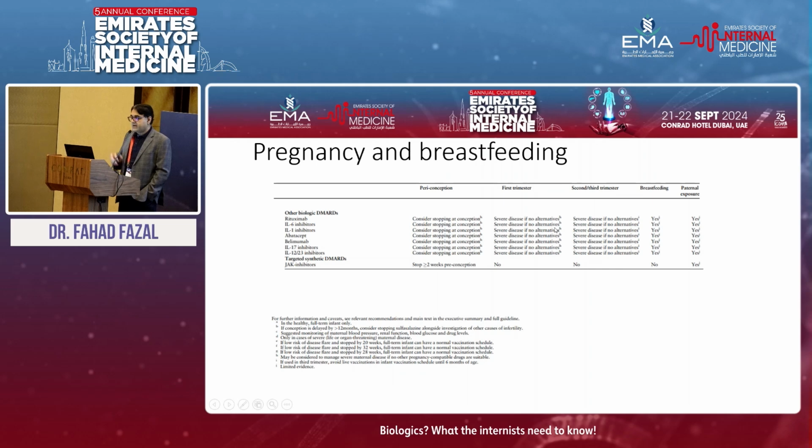What about JAK inhibitors? There is currently very limited data. That is why they should be stopped 2 weeks before conception, and it is advisable not to use them during pregnancy and breastfeeding.